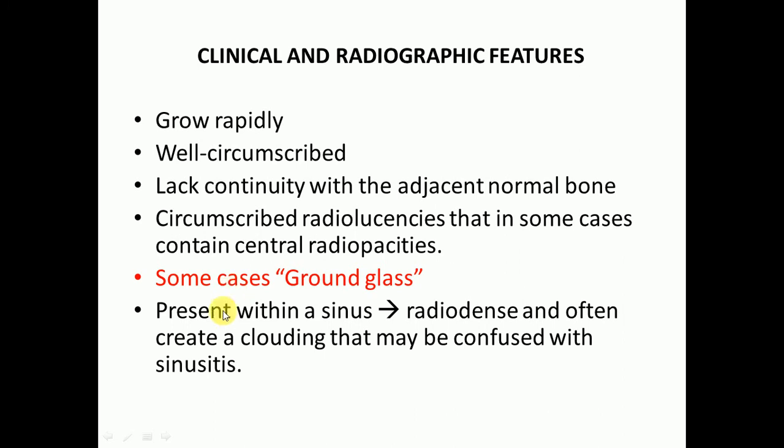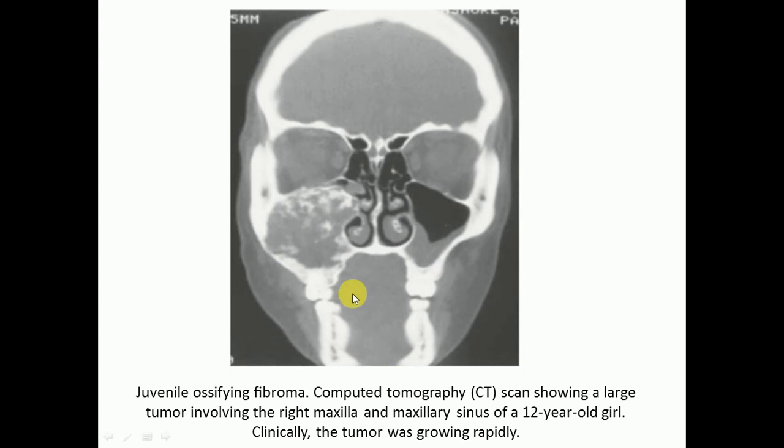If they are present within the sinus, they will cause radiodensity and often create a clouding effect that may be confused with sinusitis. Here is the CT scan of a patient, coronal section, which shows the lesion over here in the right maxillary sinus of a 12-year-old girl. Clinically, the tumor was growing rapidly. Here you can see it has penetrated into the lateral nasal wall, and it involves the inferior orbital rim area and also the anterior and lateral maxillary sinus area.